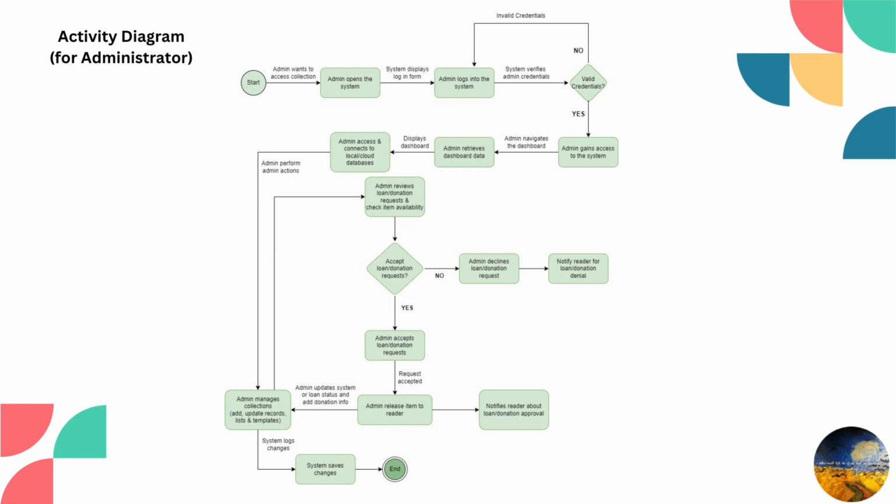After authentication, the system grants access, and the administrator can perform various actions. These actions include updating the local and cloud databases, reviewing loan and donation requests, managing collections, and adjusting system settings. The admin notifies readers or requesters of declined requests. Otherwise, if accepted, the item will be released, the requester will be notified, and the admin updates the system about the loan status of an item or donation information and then saves the changes.